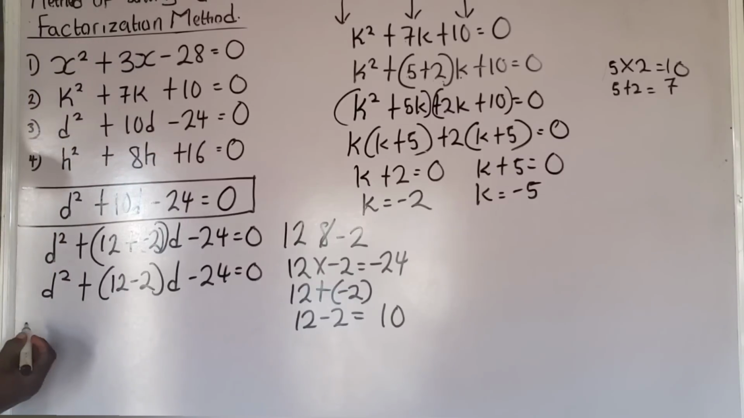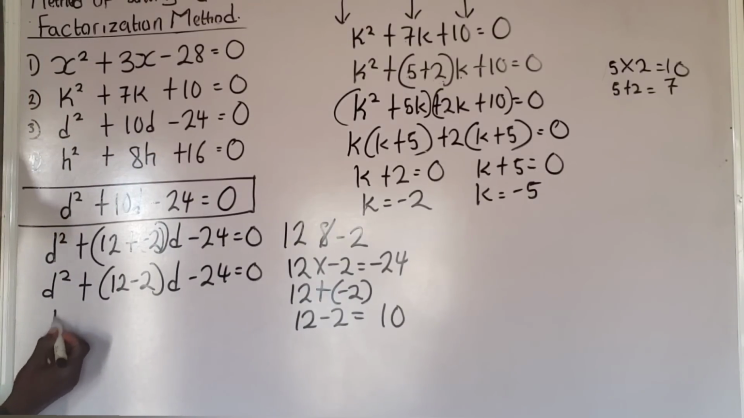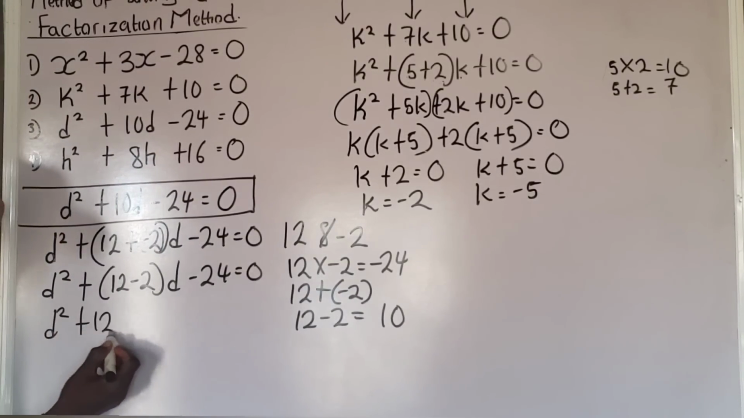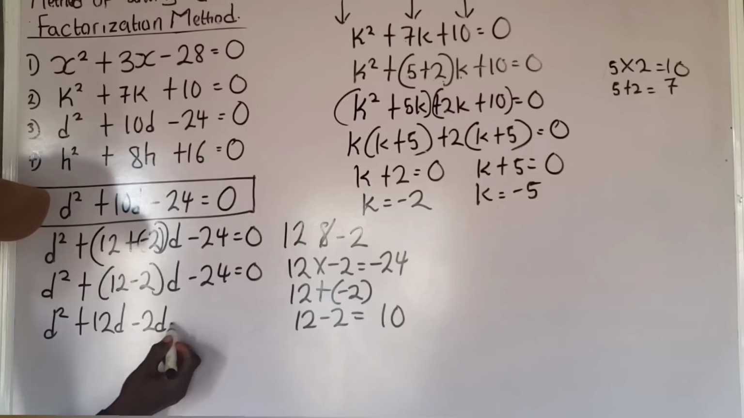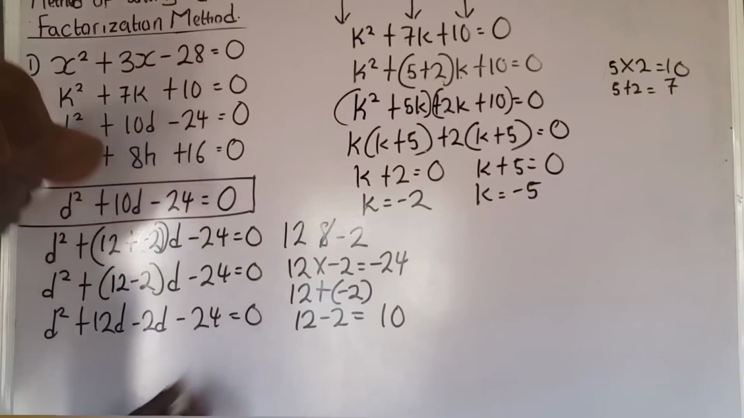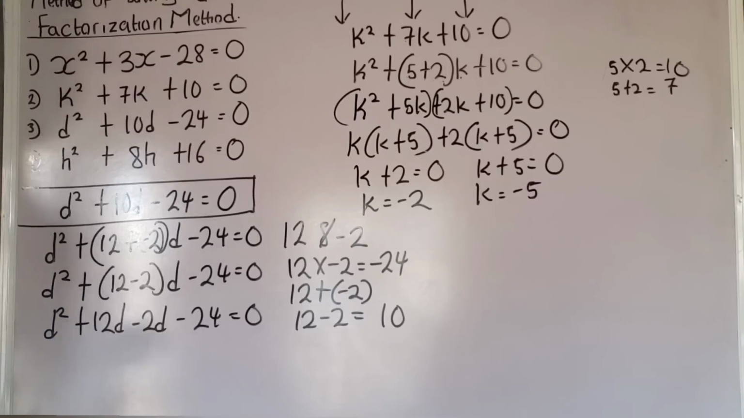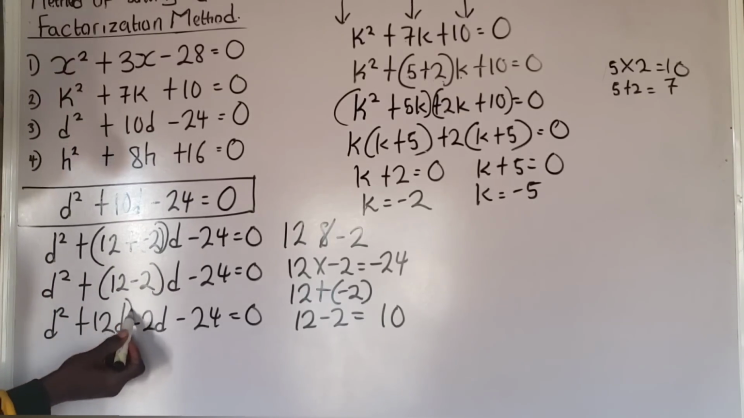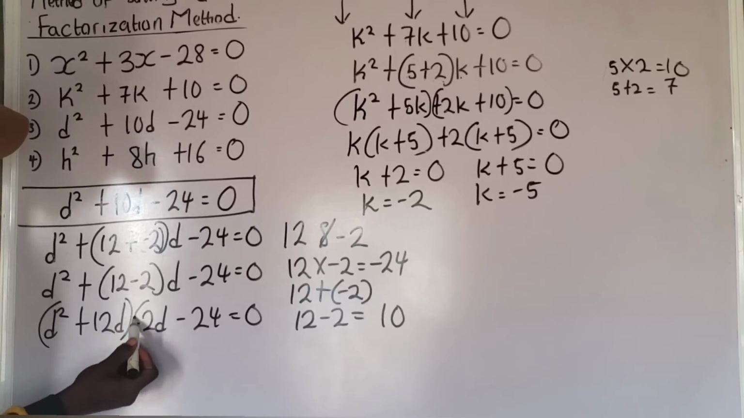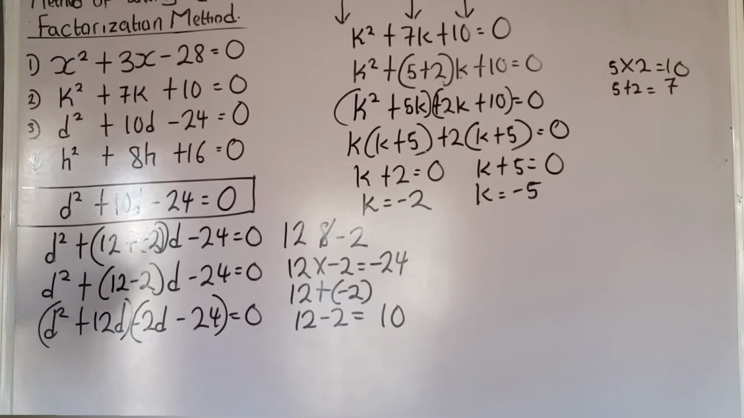Now the next step is that I'm going to open the bracket using d. So I'm going to have d squared plus 12d minus 2d minus 24 equals 0. Now the next step: please pay attention, I'm going to separate this equation into two. The first part will be this place, and the second part is this, like we did in the previous question. So here I'm going to factorize.